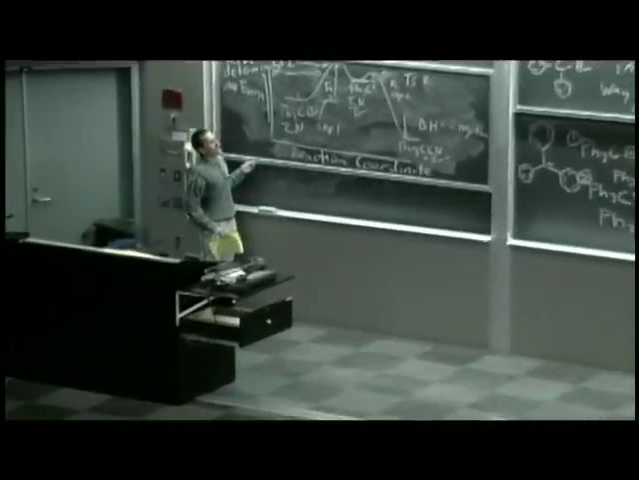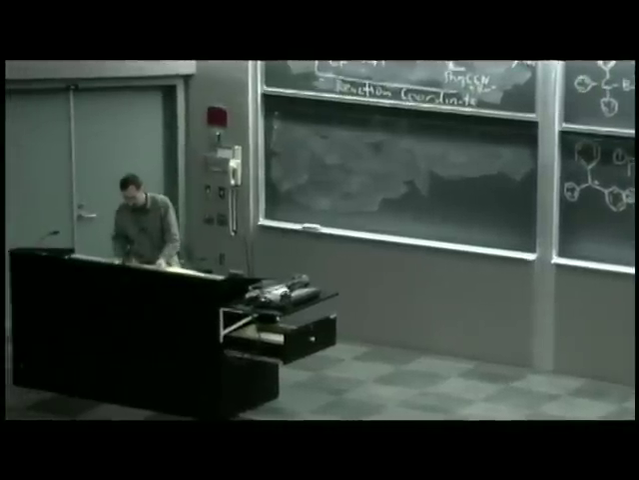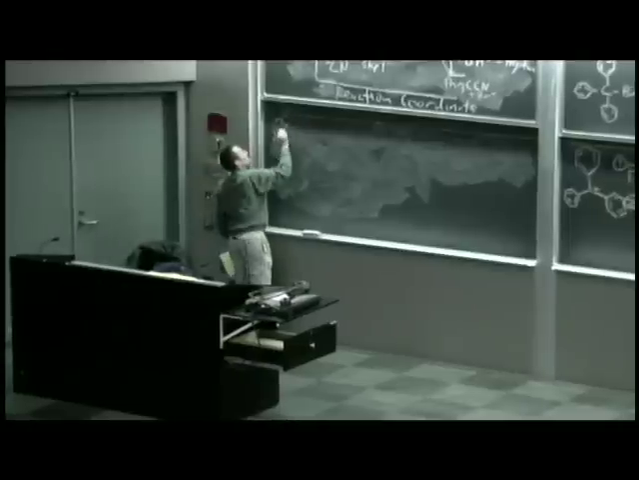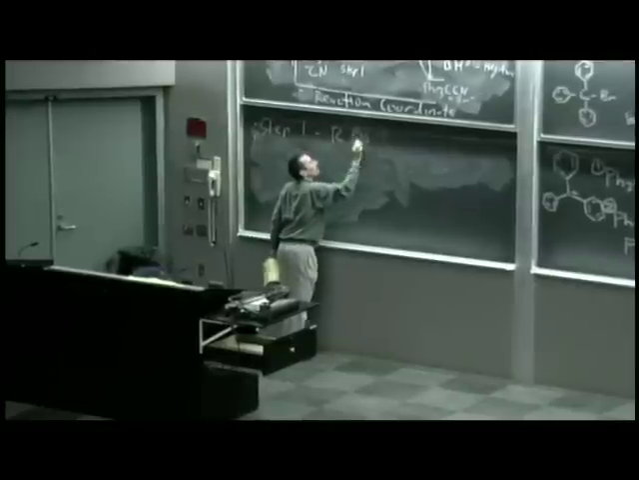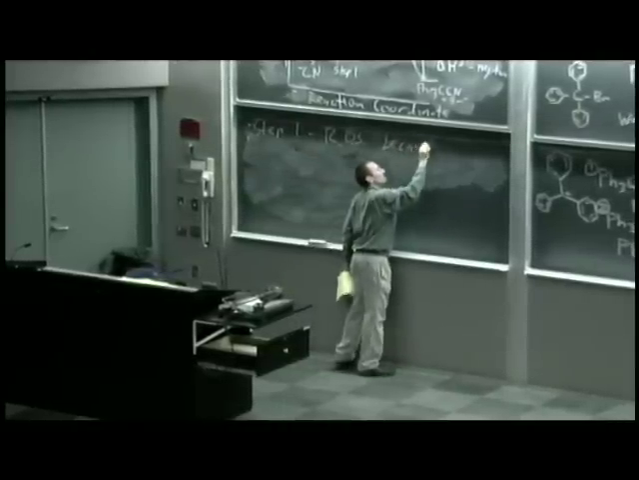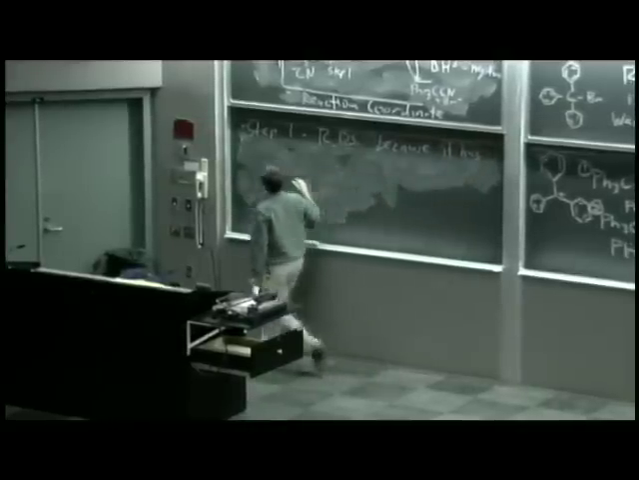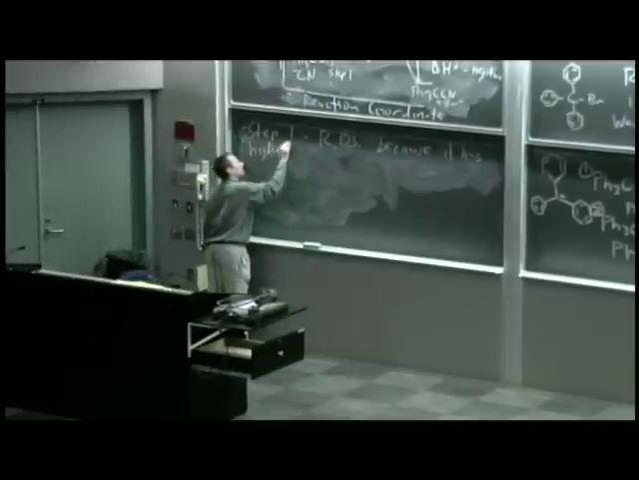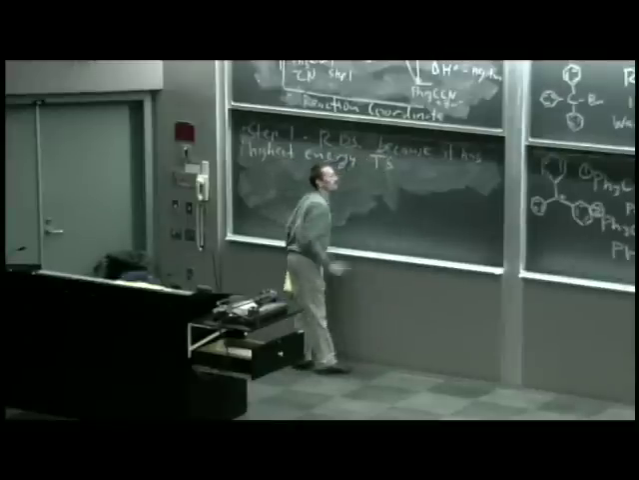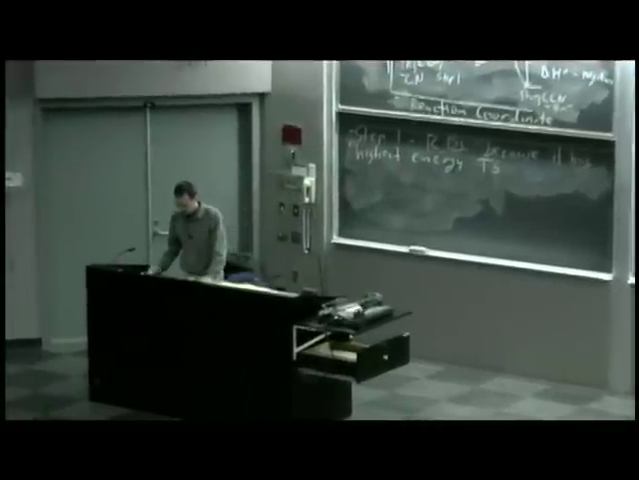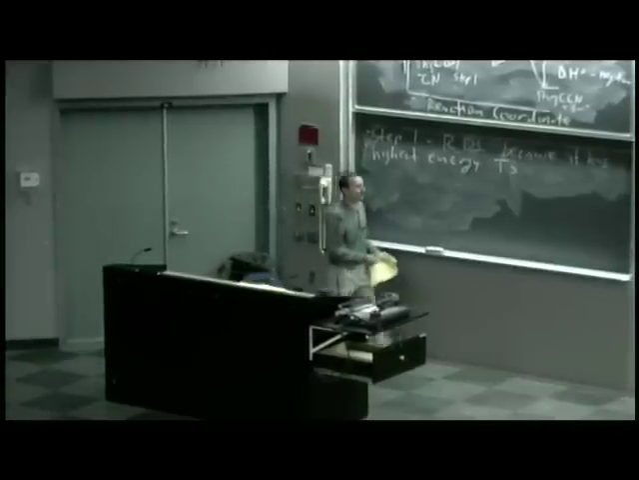All right, so as I said, step 1 is the rate determining step because it has the highest energy barrier, specifically because it has the highest energy transition state. In this particular example. So what does that mean? It means it's the slowest step.